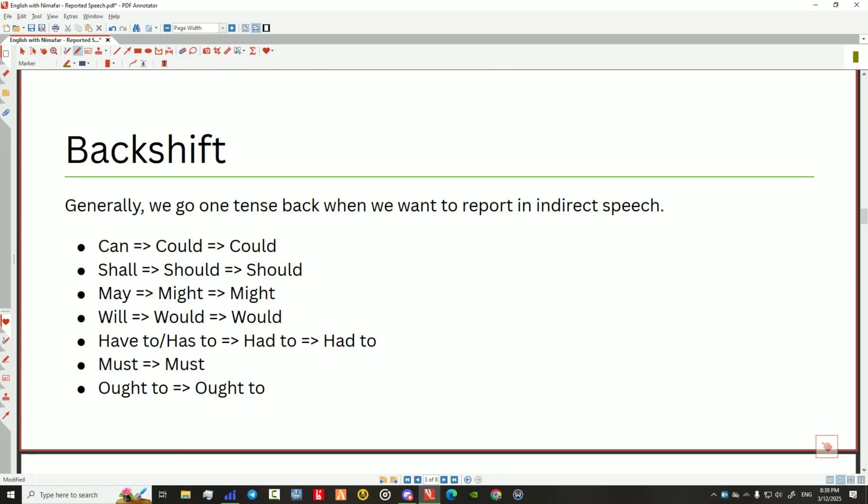So, back shift means shift back. We go one tense back when they want to report an indirect speech. Many people think it's hard. It's not hard. Can, could. Past of it. So, the past verb of the original one.